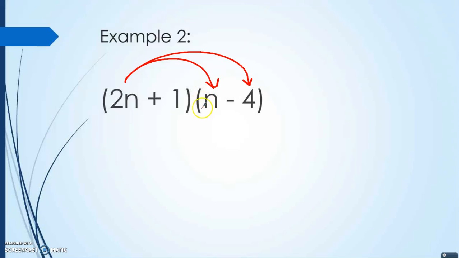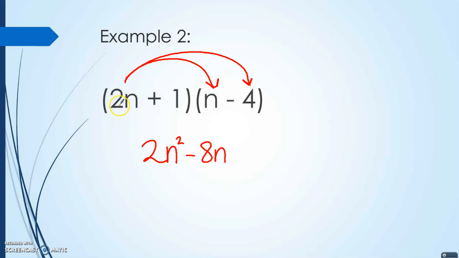2 times, well, there's no number here, but it's like a 1, right? So 2 times 1 is 2. And then n times n is n squared. Okay? N squared. 2 times negative 4 is negative 8. And n and nothing is still n.